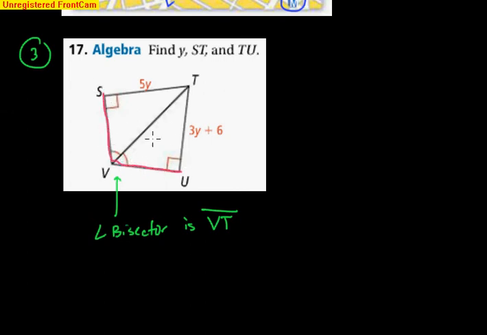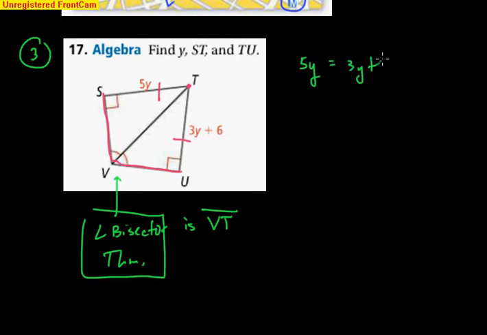So what we have now is we have a point T on the angle bisector, which means that its distance from the sides of the angle are the same. These two segments are congruent. And this is by the angle bisector theorem. Okay, so angle bisector theorem, a point on the angle bisector is equidistant from the sides of the angle. So we know that 5y is equal to 3y plus 6. More, I guess from the picture we know that ST is equal to UT. So the distance, but we substitute and now we solve.